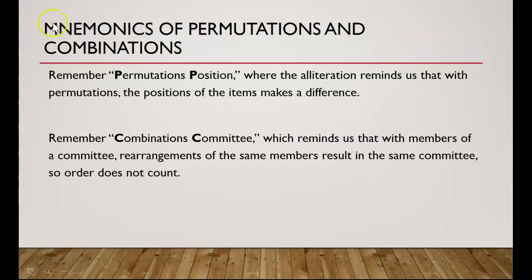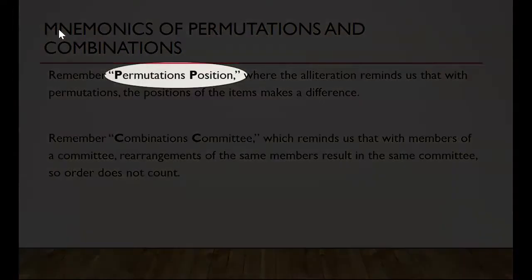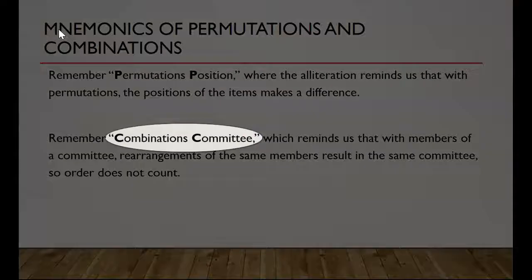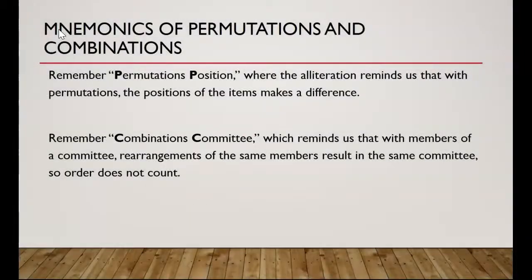For example, if you have 10 people to choose from, and you need to choose 3 for positions, president, vice president, and administrative assistant, that will be permutations because the positions do matter. But if you have 10 people and you need to choose 3 for a committee, then each committee member can do the job of the other committee member. So remember: permutations, positions; combinations, committee. Permutations, order does matter. Combinations, order does not matter.